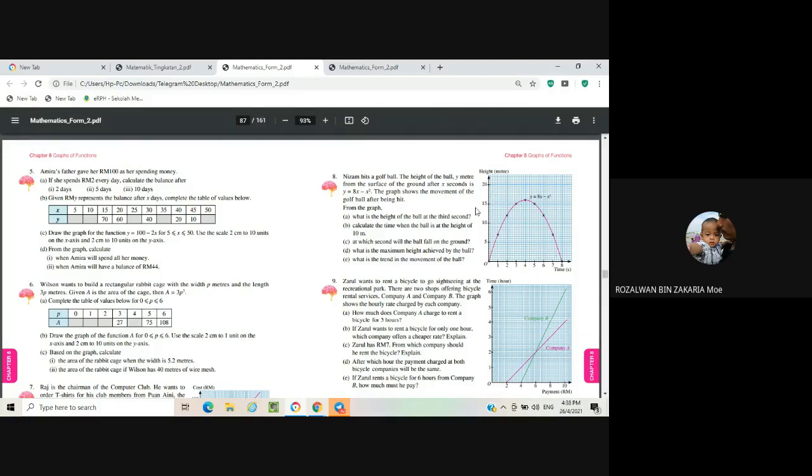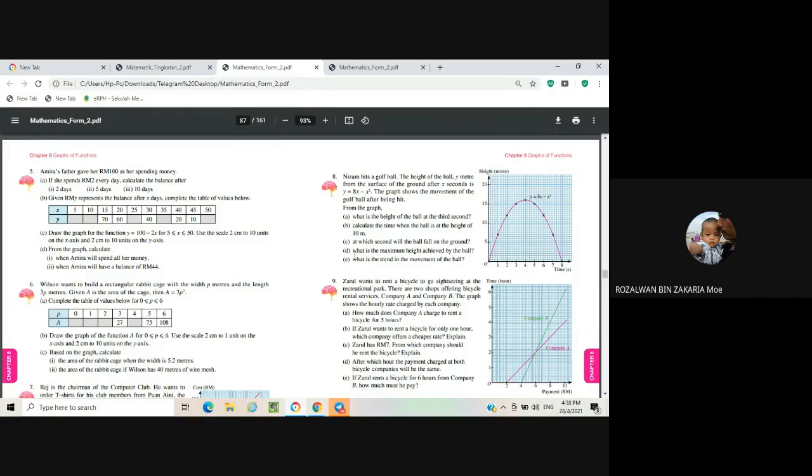Teacher, for D, right? D, the maximum height. 16 meters. Yes, 16 meters. Thank you. Okay, then E.